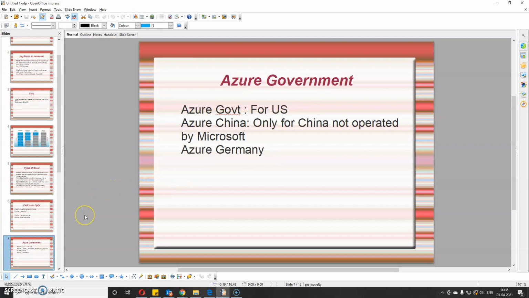Now I'll quickly go to Azure Government. Azure Government is also an important topic.